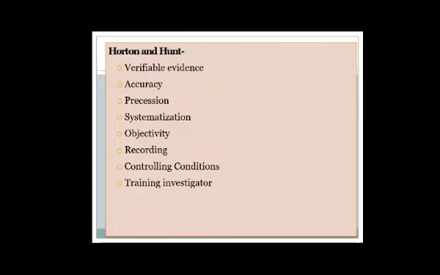Here, I include some very important characteristics, mostly mentioned by Horton and Hunt. They gave some very important characteristics of scientific method or scientific research, because research should be scientific. Every research should be scientific, and then we can find out the actual result behind the phenomenon. So what are the characteristics of scientific research? First, verifiable evidence.